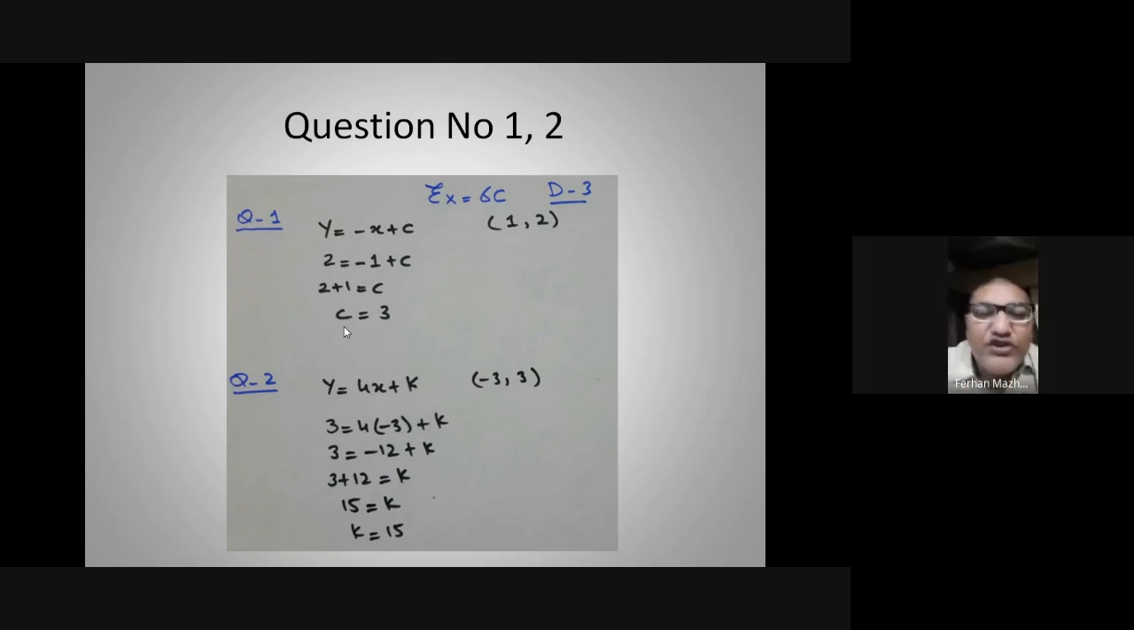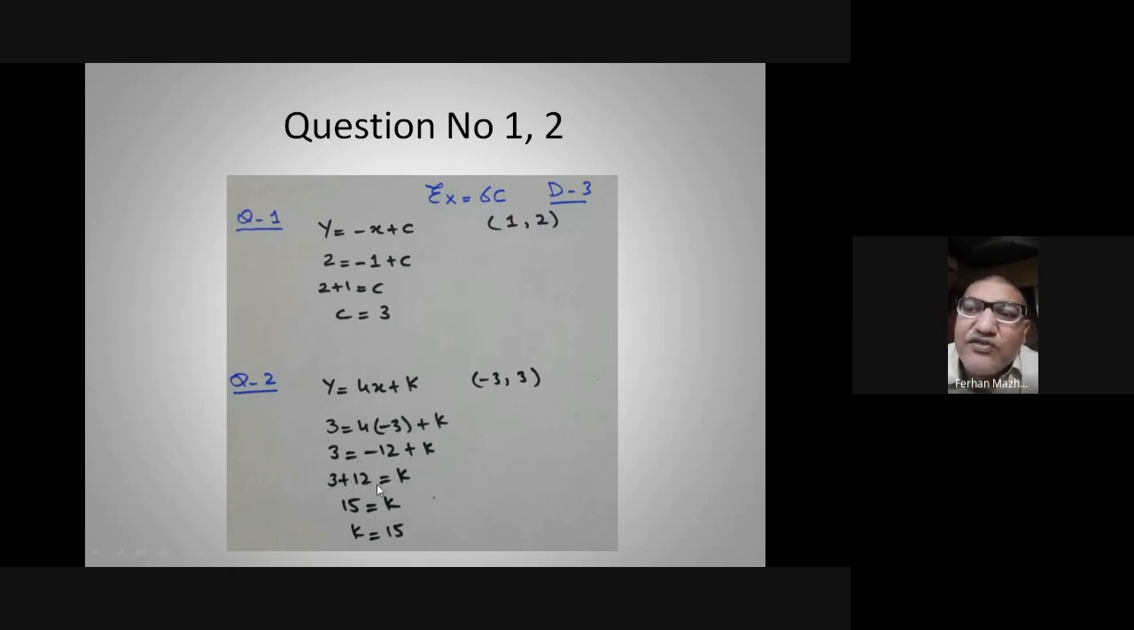So what I will do mathematically, this is x, which is minus 3. This is the value of y, that is 3. I will substitute the x and y values in this equation. In the place of y, I substituted 3, and in the place of x, I substituted minus 3. So you will have 3 equals 4 bracket minus 3 bracket close plus k. So you will have 3 equals minus 12 plus k.